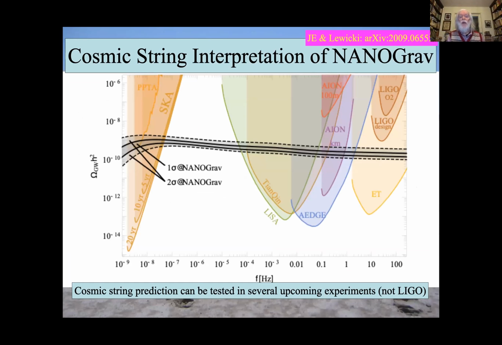And if that were to be correct, then those cosmic strings would show up not just in pulsar timing arrays, but in many other gravitational wave experiments as well. So I've already talked about LISA, I've talked about EDGE and AEON. LIGO looks like it might not be quite sensitive. The Tianqin project being discussed in China could also detect these cosmic strings. So let's see whether this hint turns out to have some reality. Okay, so that brings me to the end of what I wanted to say.